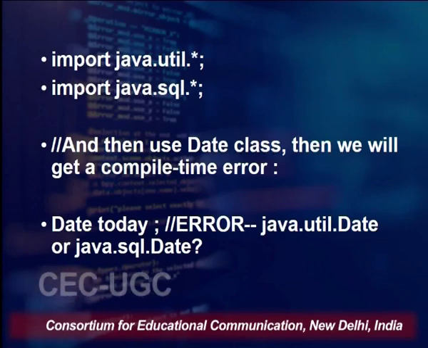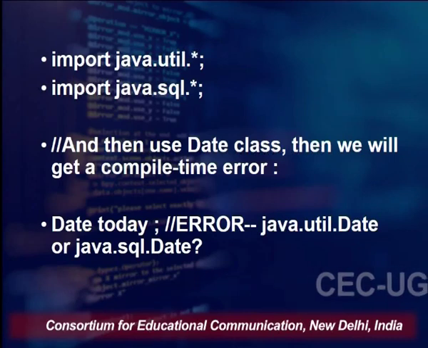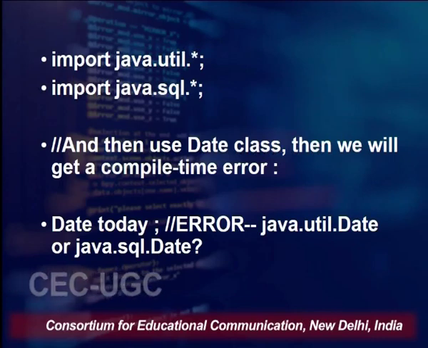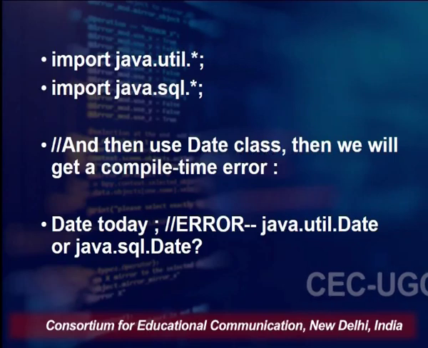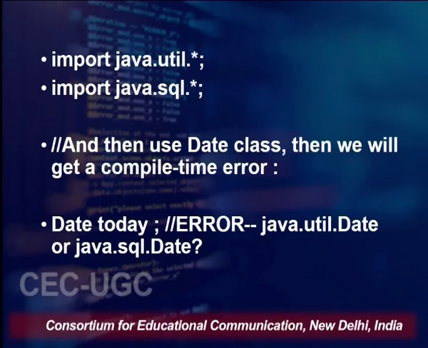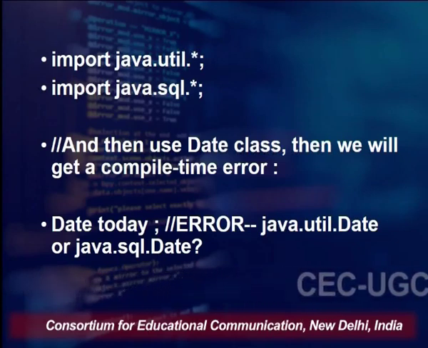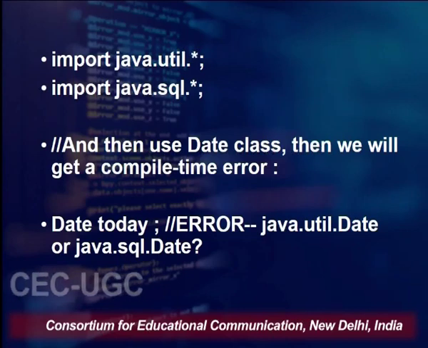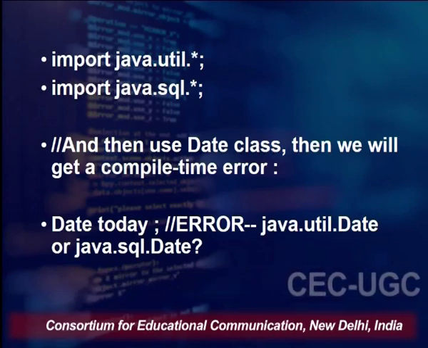import java.sql.*, and if I use the class Date, and for this I have created a reference variable named today, so Date today, this is going to give us an error. Why? Because which Date are we talking about here? We have used util and we have used SQL also. Whether we are talking about java.util.Date or java.sql.Date is not clear to the compiler. Therefore, Date today is going to give us an error.